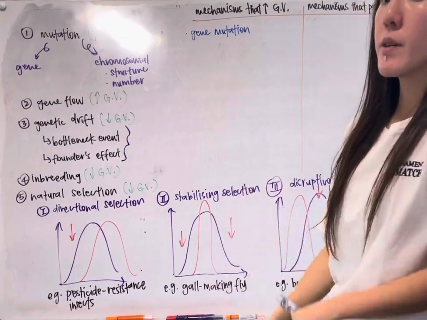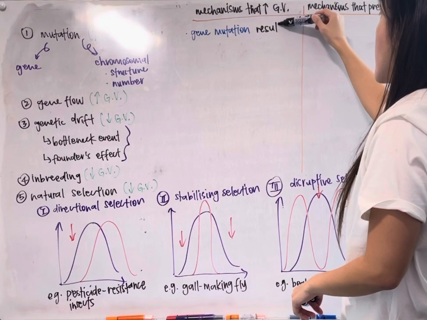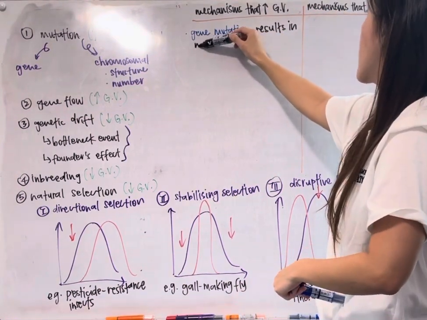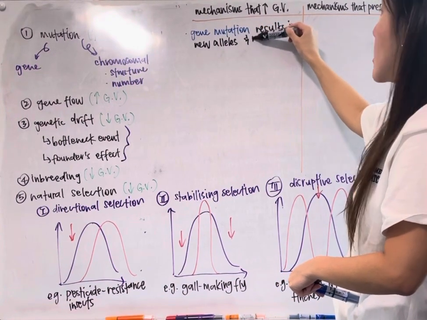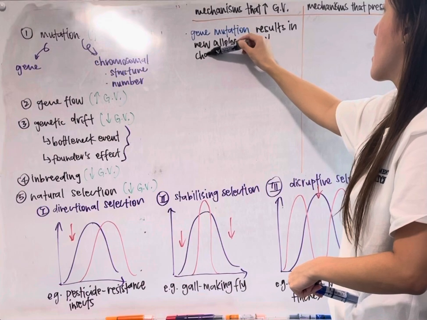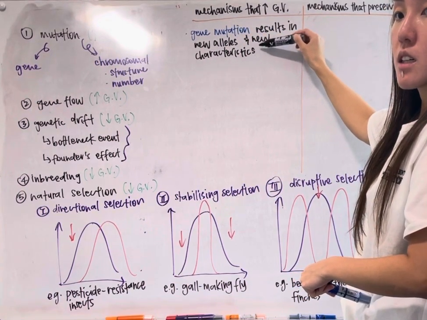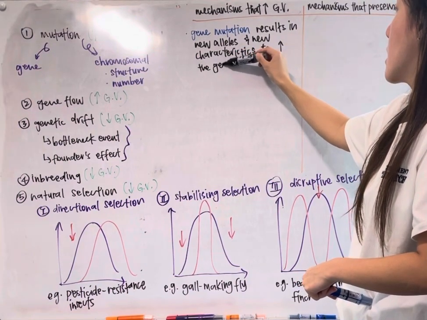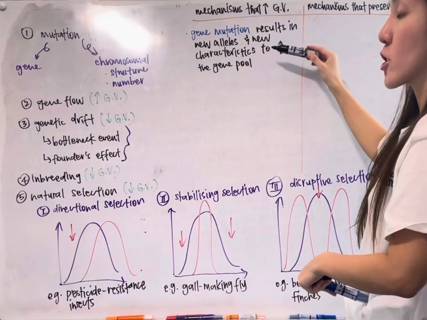Okay? When we have gene mutation, how come it will increase GV? It results in introduction of new alleles, and new characteristics, such that we can increase the gene pool for natural selection to work on.